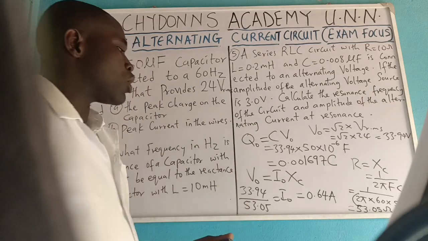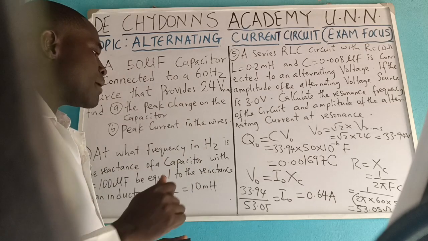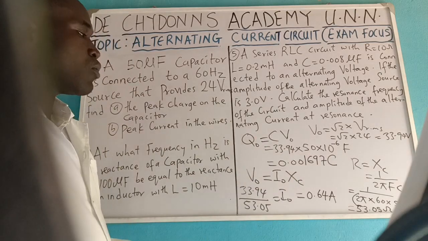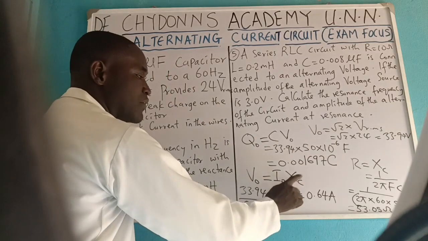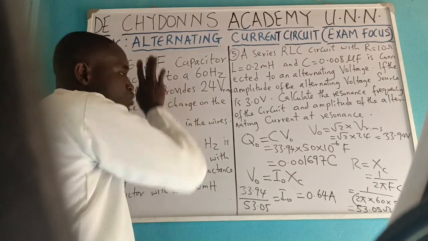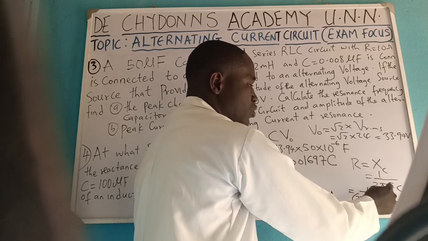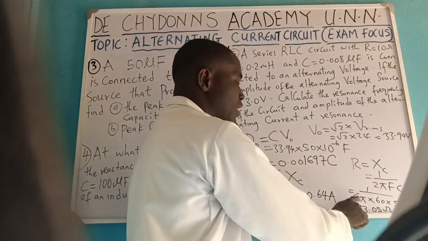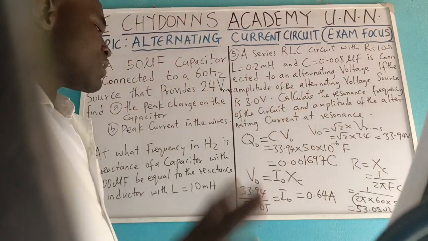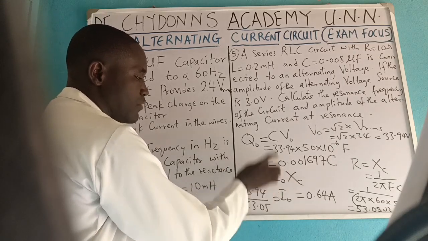Then come to your peak current. Peak current or maximum current simply means peak voltage equals peak current times R. What will be your R? Capacitive reactance, because the capacitor is what is given to us. The capacitance of the capacitor is what is given to us, and the frequency. So you get your capacitive reactance with 1 over 2 pi FC. You have it to be 1 over 2 pi times 60 times 50 times 10 raised to the power minus 6. Whatever you get, you plug it here. Say V0 divided by XC will give you the peak current.